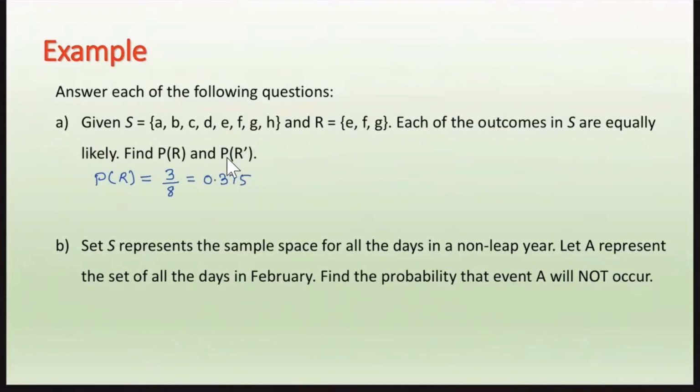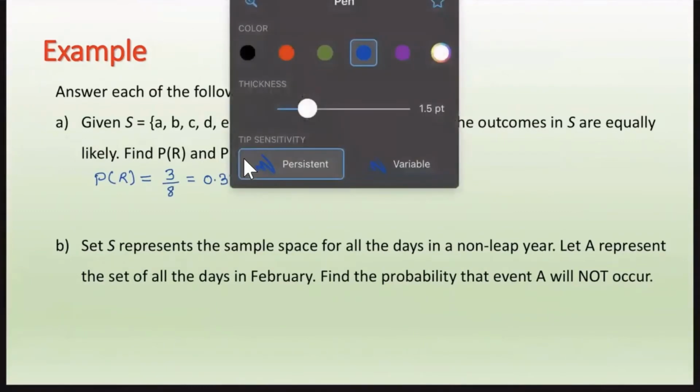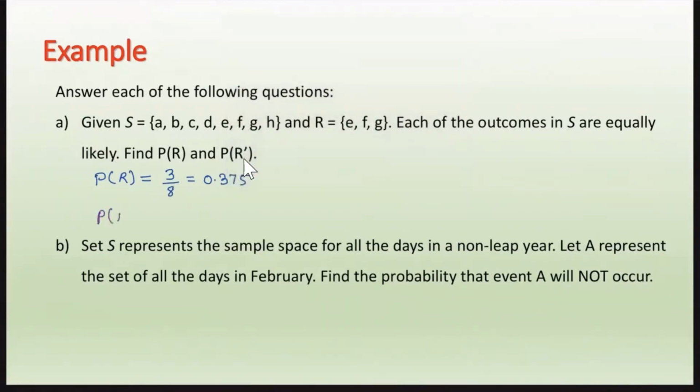Also, we are asked to find the probability of not R. What we know from the previous slide is that probability of R plus probability of not R is equal to 1. So that means probability of not R is 1 minus the probability of R. Probability of R is 3 over 8. So 1 minus 3 over 8 is 5 over 8. Or when you change this to decimal, it should be 0.625. Okay, so that is the probability of R and probability of not R.